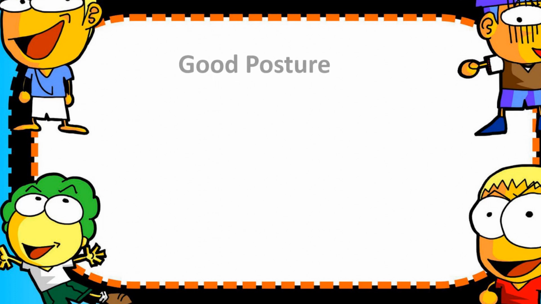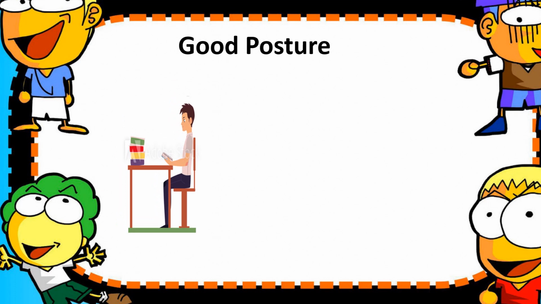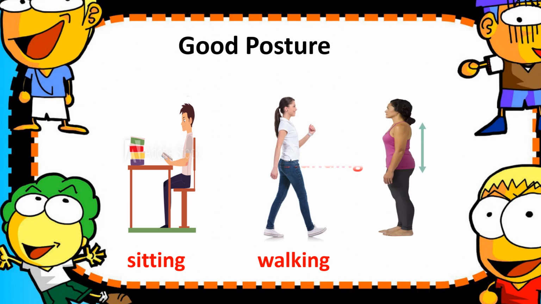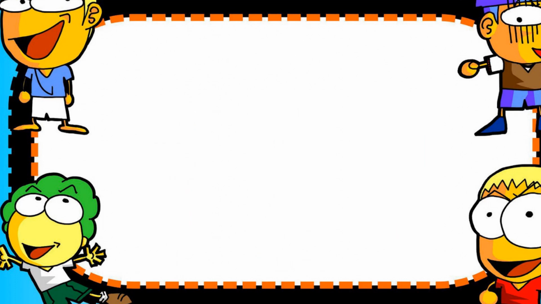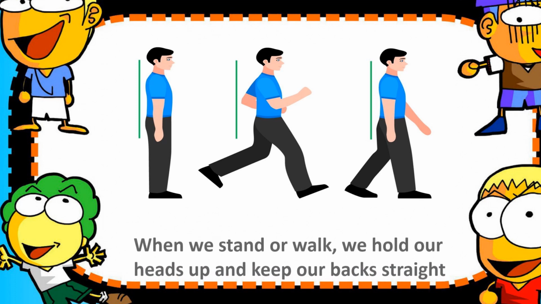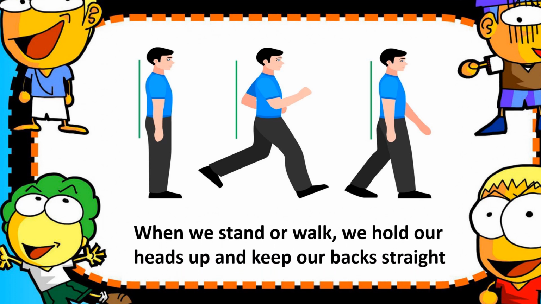Now look at this picture. Example of a good posture. The way you are sitting, the way you walk or walking, and standing. Okay, these are the good posture. Okay, please remember that when we stand or walk, we hold our heads up and keep our backs straight. Okay, can you read one more time? When we stand or walk, we hold our heads up and keep our backs straight.